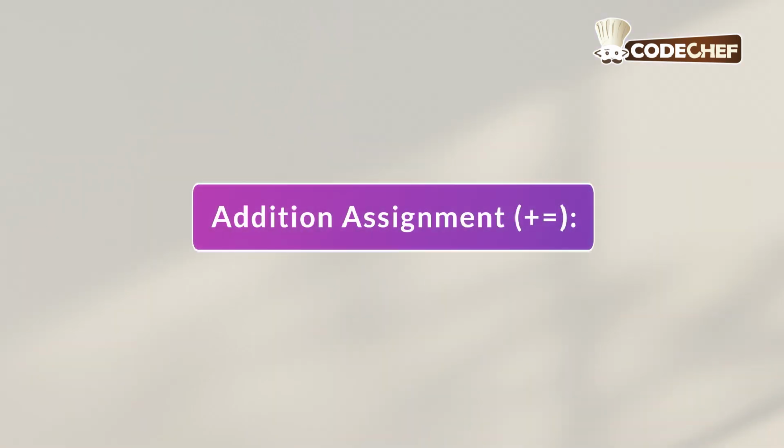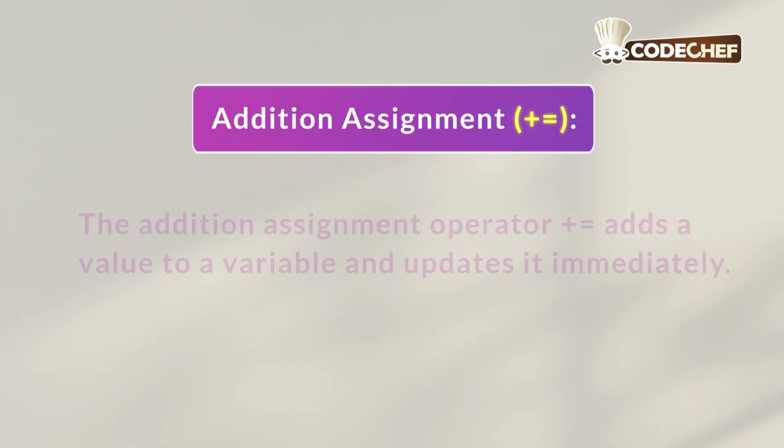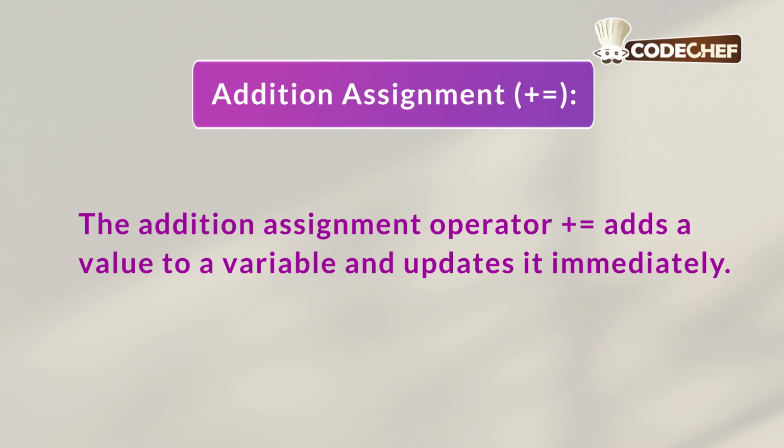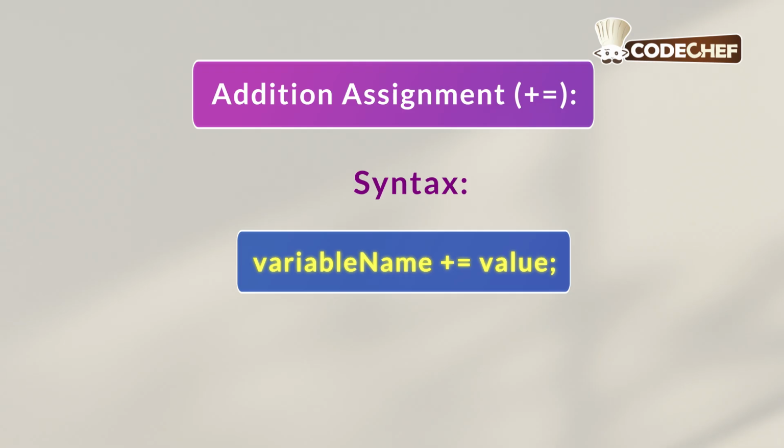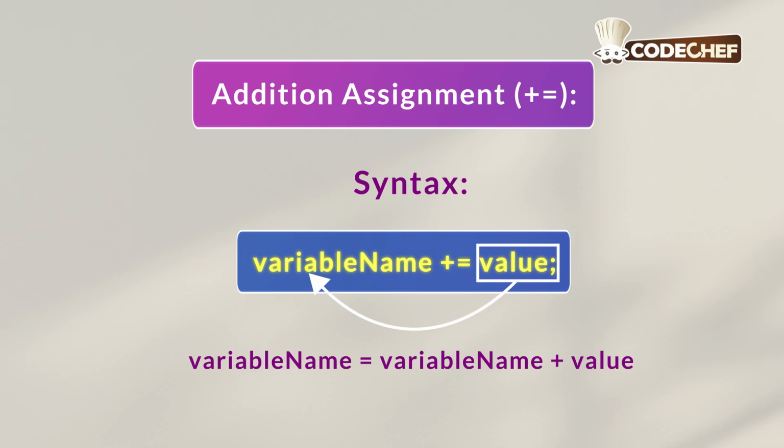Second is addition assignment, which is denoted by plus equal to symbols. The addition assignment operator plus equal to adds a value to a variable and updates it immediately. Its syntax is variable name plus equal to value and semicolon. So whatever value is already stored in variable name, the value that we give after the plus equal to symbol will be added to the existing value of the variable name, and it will be updated as the new value of the variable name.